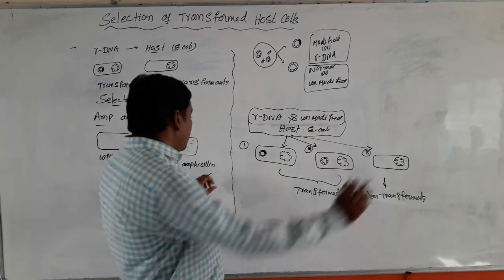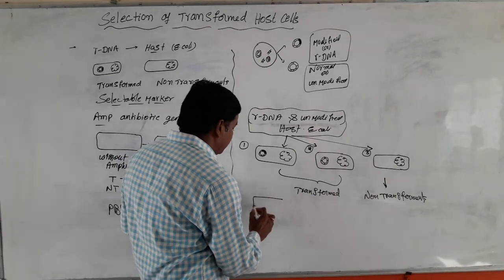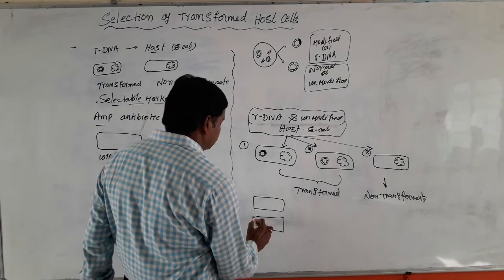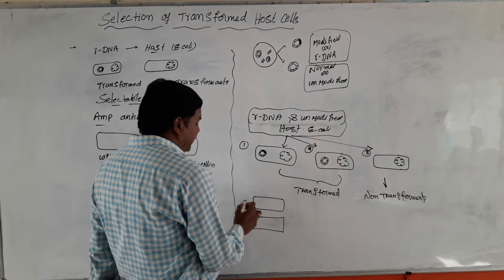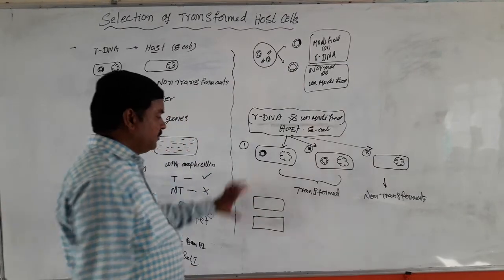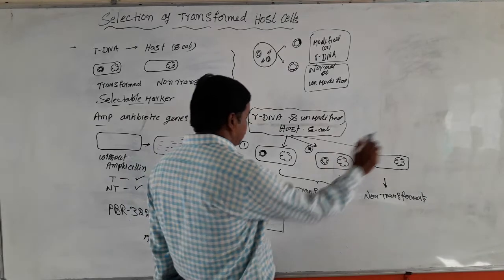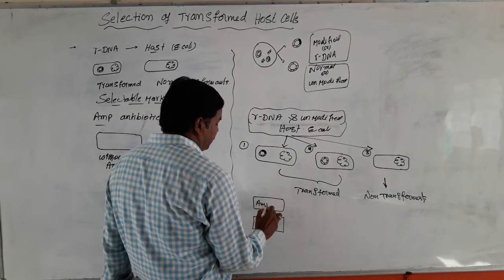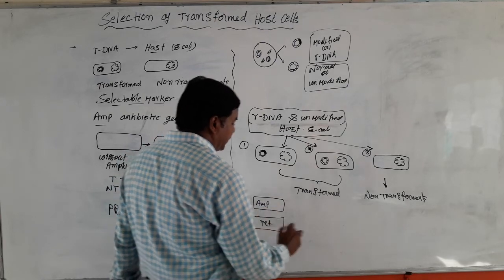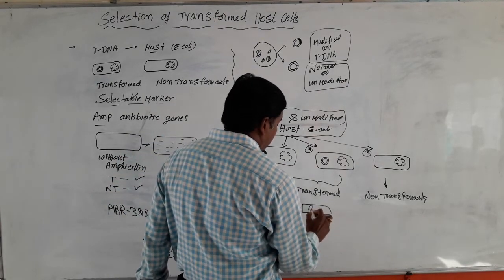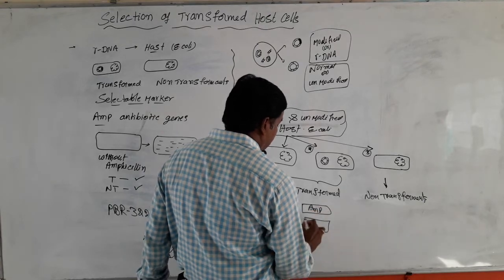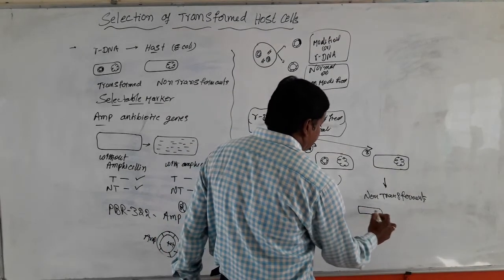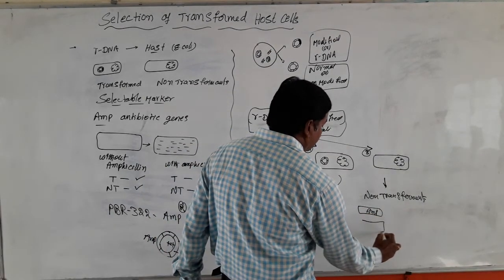Now, two types of media are prepared. One type of medium is represented by this, and it is ampicillin medium and tetracycline medium. Now, ampicillin medium, tetracycline medium, and ampicillin medium and tetracycline medium.